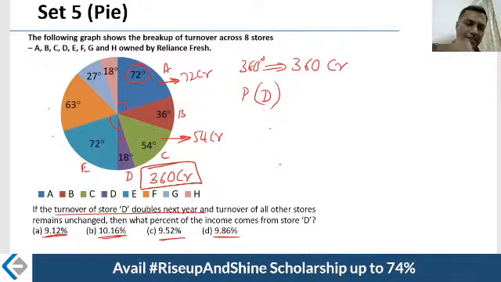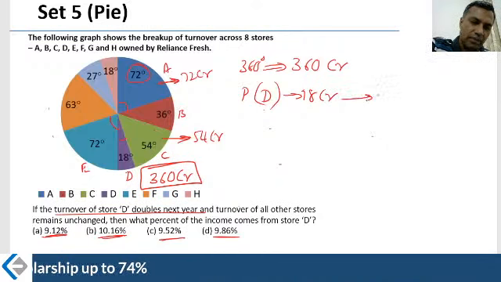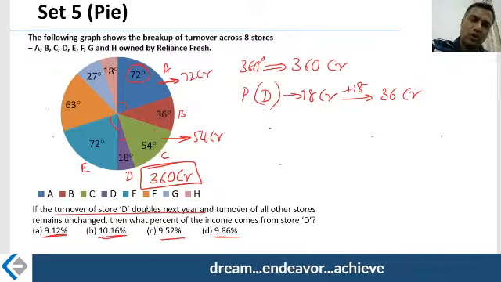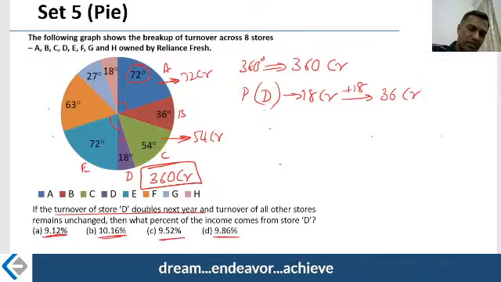Then we'll see the next year. This year, what is the value of D? Value of D is 18 crores. Fine. What is the next year? It doubles, which means another 18 crores get added. It becomes 36 crores. Now, what is the total business? Total business also gets 18 crores added.